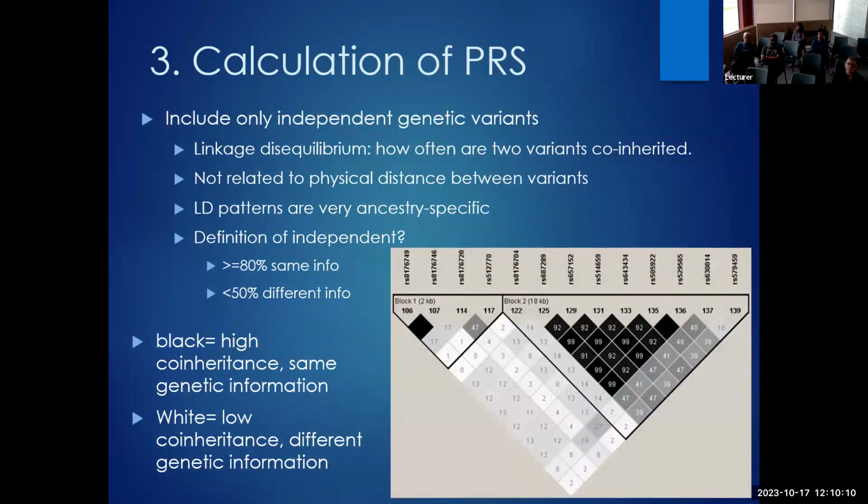Also, you only want to include independent genetic variants. If you include all the genetic variants in the region, you might be counting the same information multiple times, and that's not a good way. You're just going to inflate the results. It's not going to be a real finding.